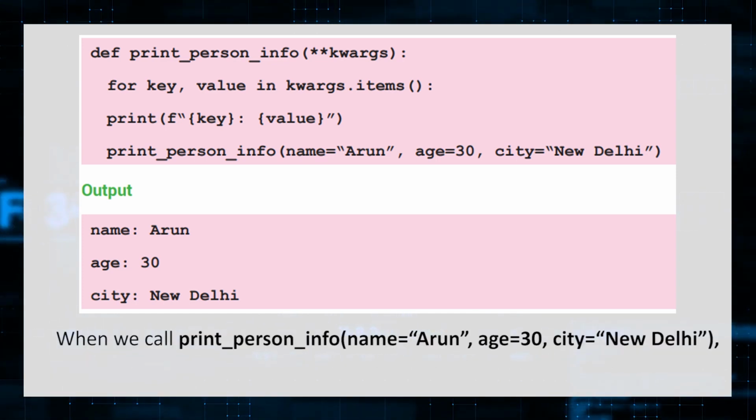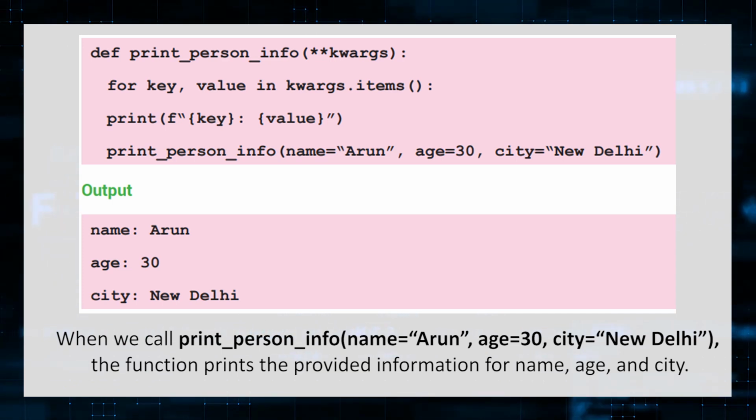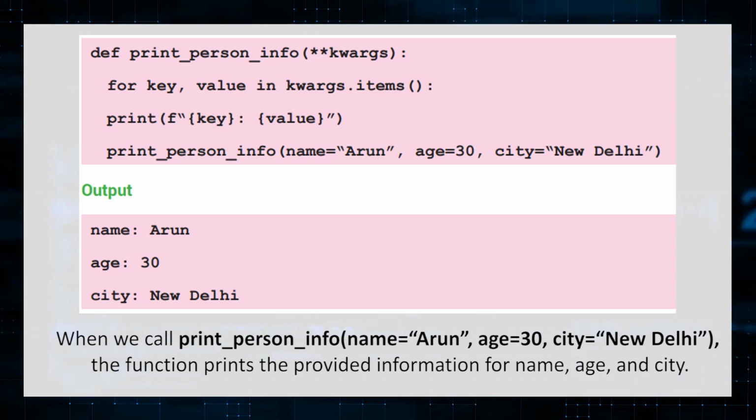When we call print_person_info, name is equal to Arun, age is equal to 30, city is equal to New Delhi. The function prints the provided information for name, age and city.